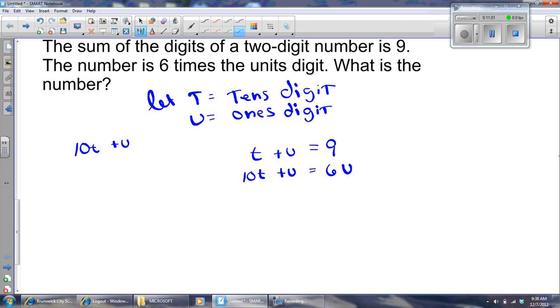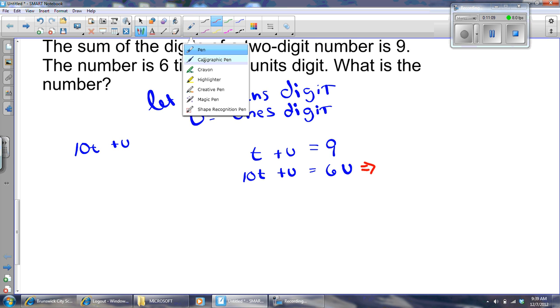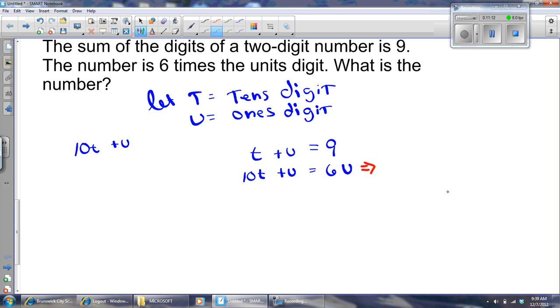Now you may want to go ahead and simplify this equation here. Pardon me 1 second. And get, that's a plus there. Okay, we're going to get 10t minus 5u, and that's going to equal 0. What did I do? I subtracted 6u from both sides. Oops. Okay. And then I'm going to go ahead and solve this, I guess for t. So t will equal 9 minus u.